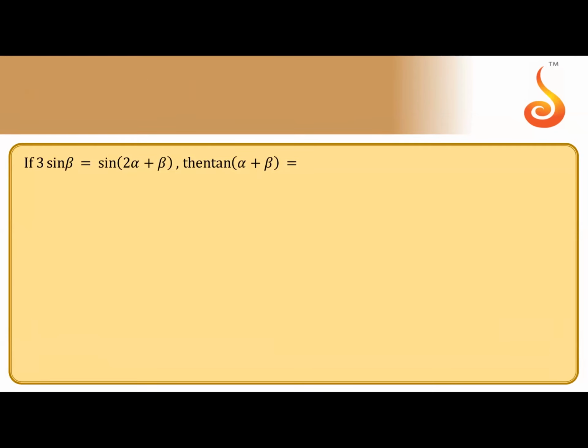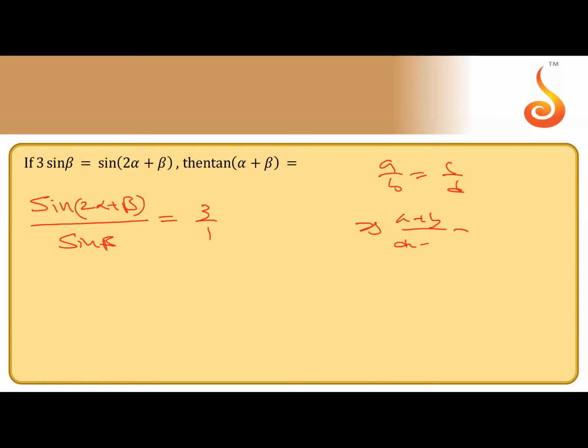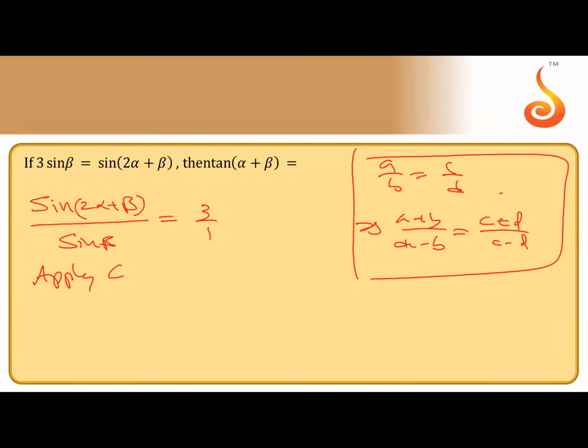Okay, now you can take the ratio form first. What comes here? 3 by 1. So, you know componendo and dividendo: a by b equal to c by d, then a plus b by a minus b equal to c plus d by c minus d. You know, ratio and proportion. That means apply componendo and dividendo. Here, can you apply componendo and dividendo?